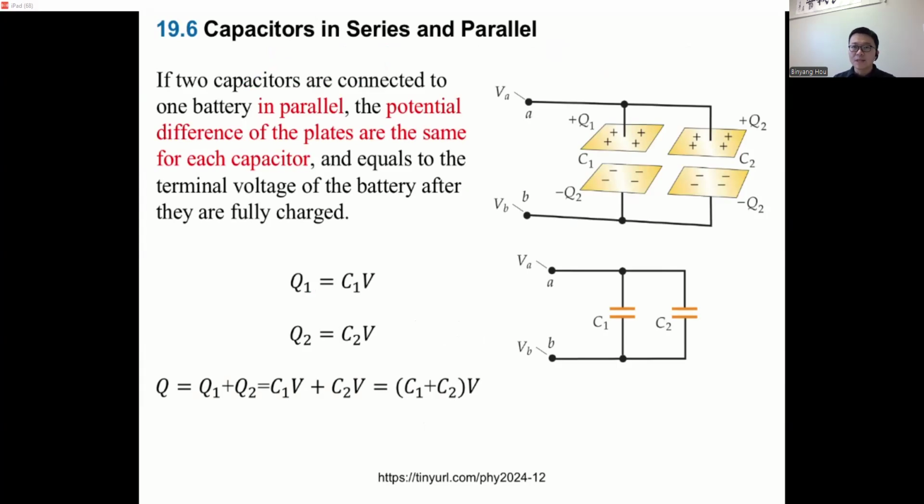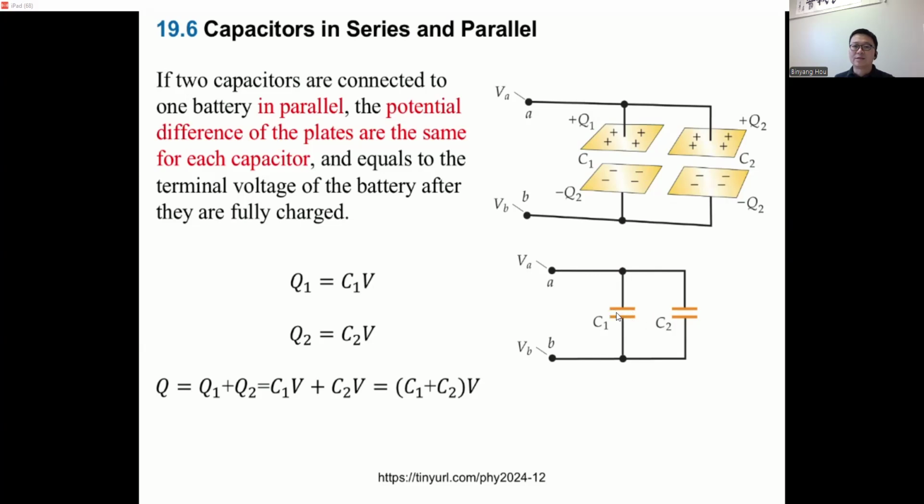Okay, so let's take a look at the simple configuration, when you have just two capacitors, parallel to each other. There's one here, and then parallel to that one is another one here. Each capacitor is made of two metal plates. And in the circuit, this is what you're going to see.